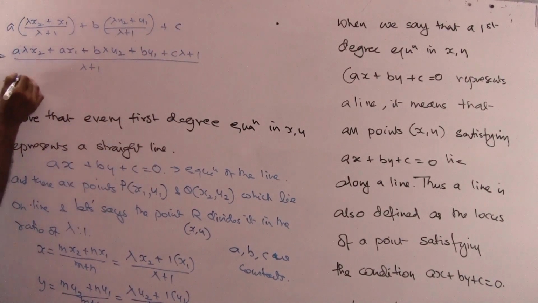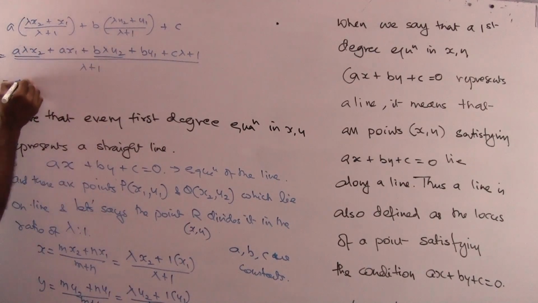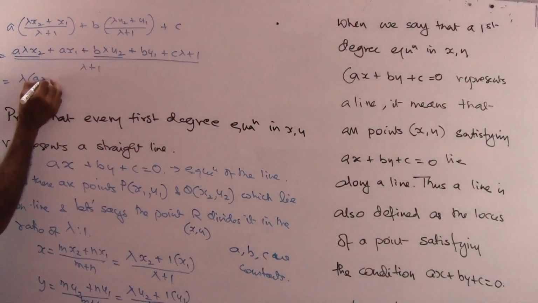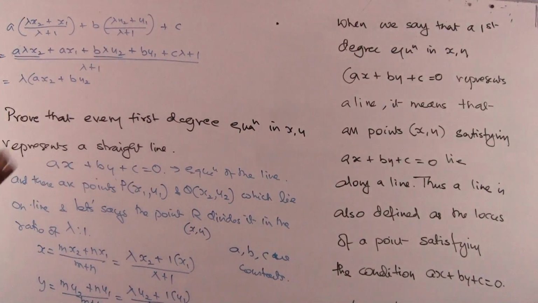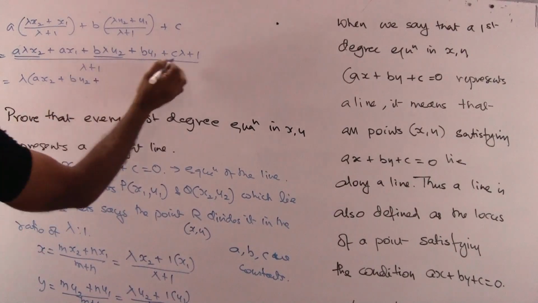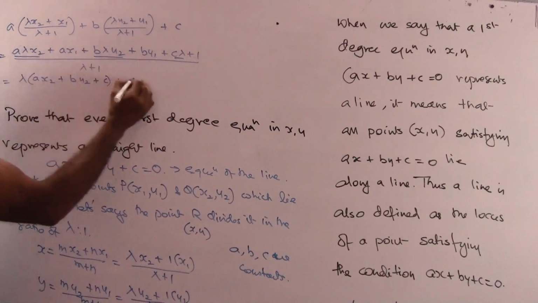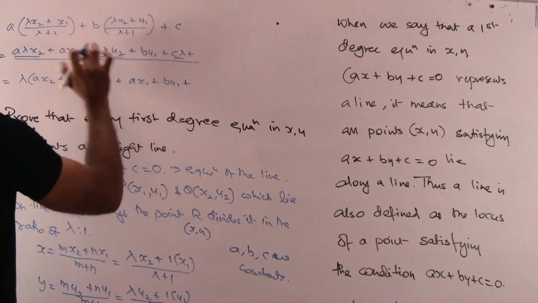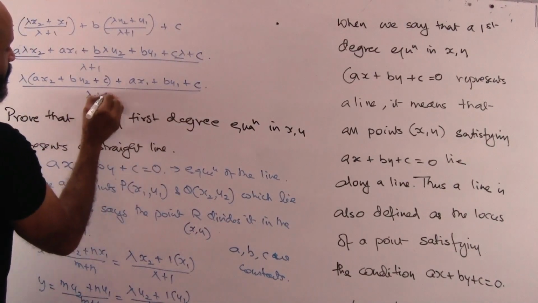So this is going to be how much? A lambda x2, B lambda y2. So we have here lambda into (A x2 plus B y2), plus let's say we have C lambda as well. So we have taken all the lambdas as common, and then we have A x1 plus B y1, plus we are left with C into lambda plus 1. So this will be C, upon lambda plus 1.